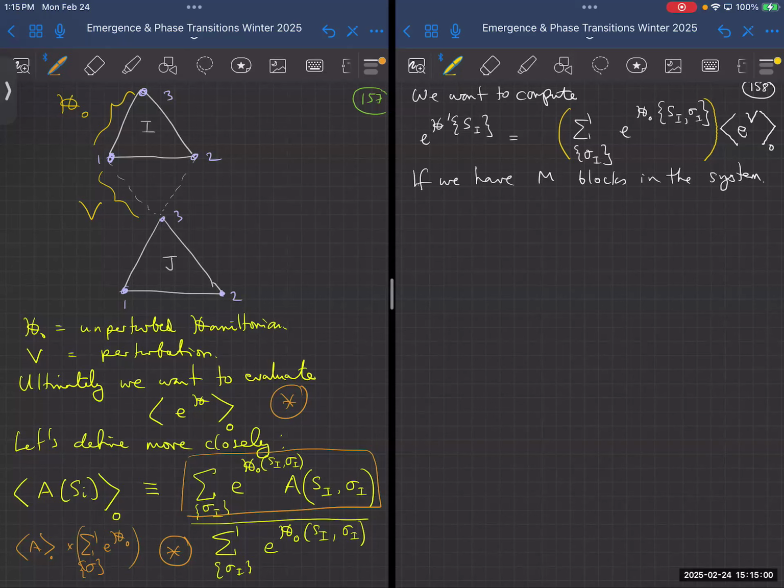Okay. So if I have m blocks in the system, remember that all I'm doing there is computing the sum over the blocks of e to the h naught. H naught has no degrees of freedom other than the things inside each block. So then what that means is that when I compute the sum over all the microscopic degrees of freedom of e to the h naught of Si and sigma I, then that thing is equal to the partition function of one block raised to the nth power.